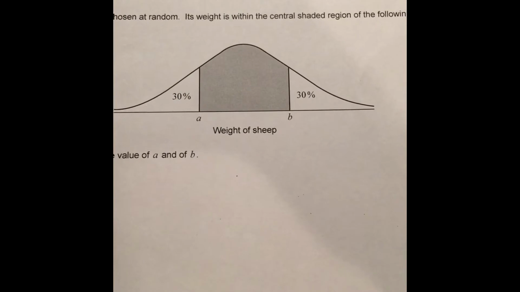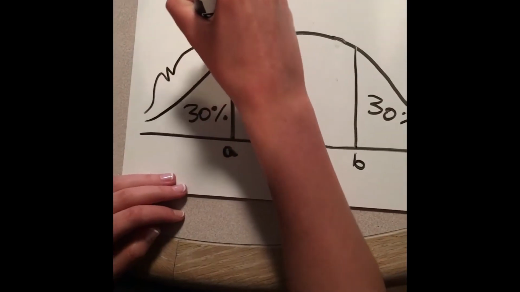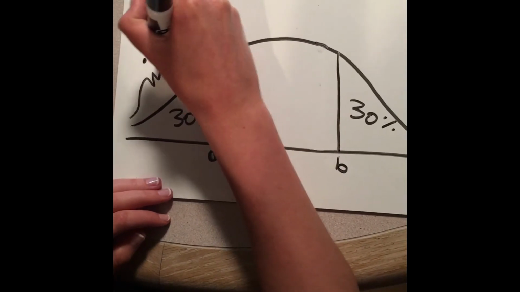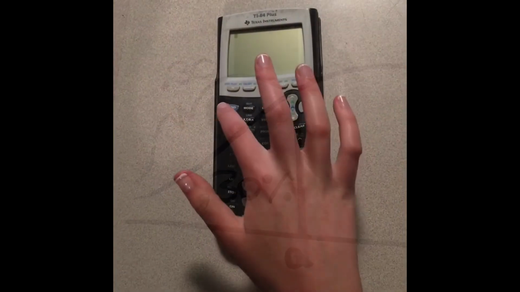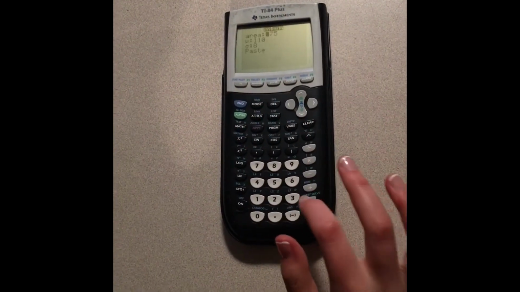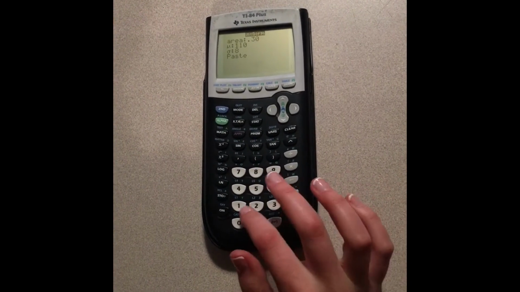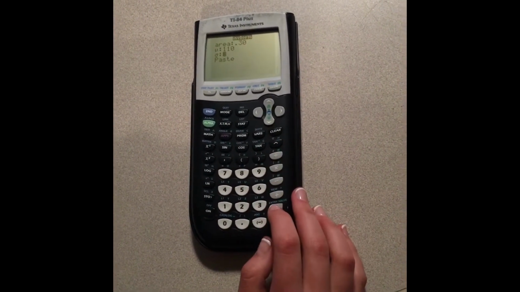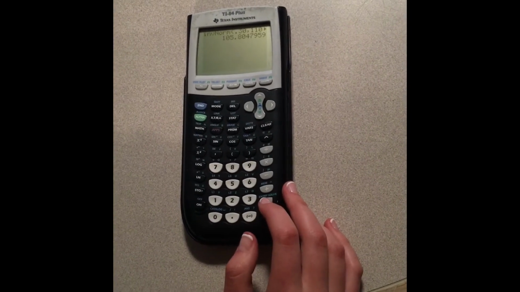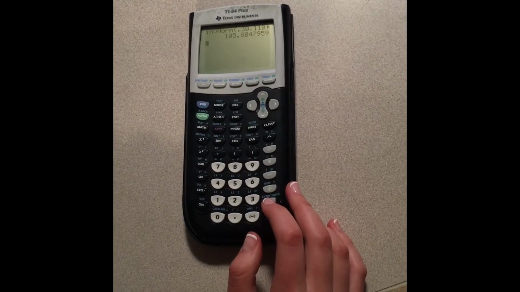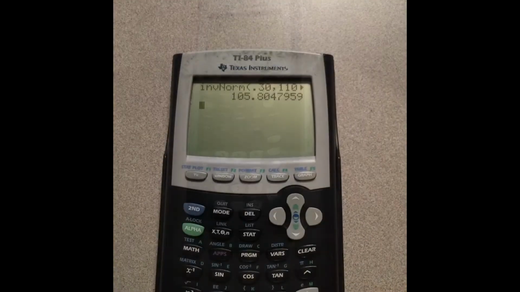Part E uses the diagram given and asks us to find the values for A and B. To find A, we take similar steps to those in Part D. Since there is 30% below A, we will use this area as 0.3. In the calculator, we press second, vars, 3, or inverse normal. We type the area as 0.3, the mean as 110, and the standard deviation of 8. Pressing paste gives us an answer for A of 105.8047959, which is 106 kilograms when rounded to 3 significant figures.